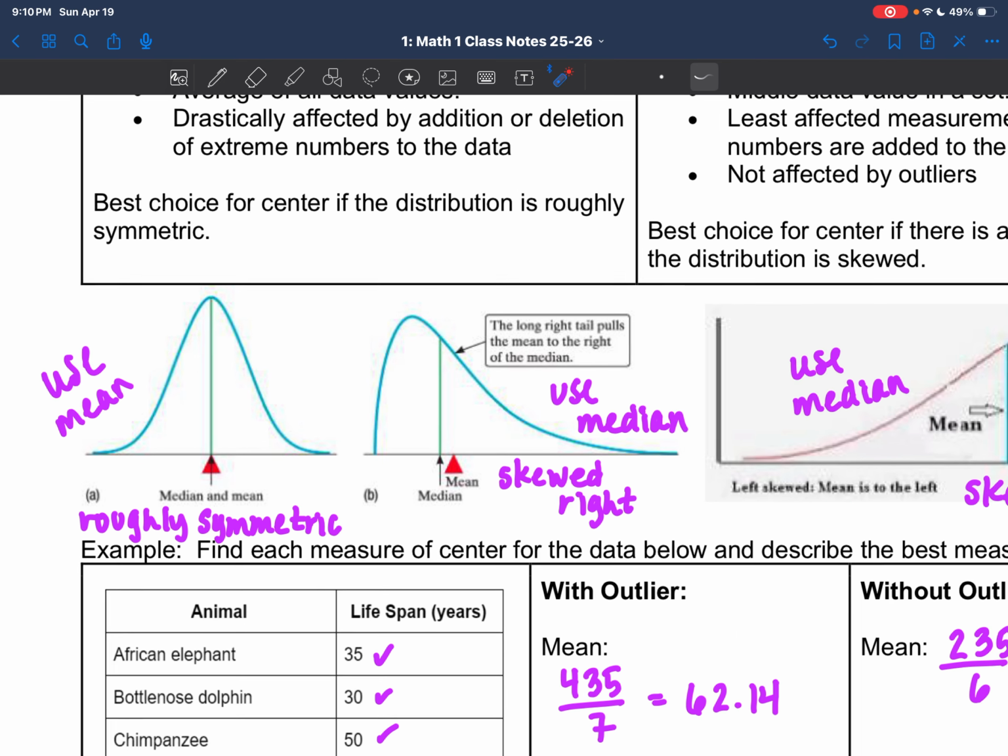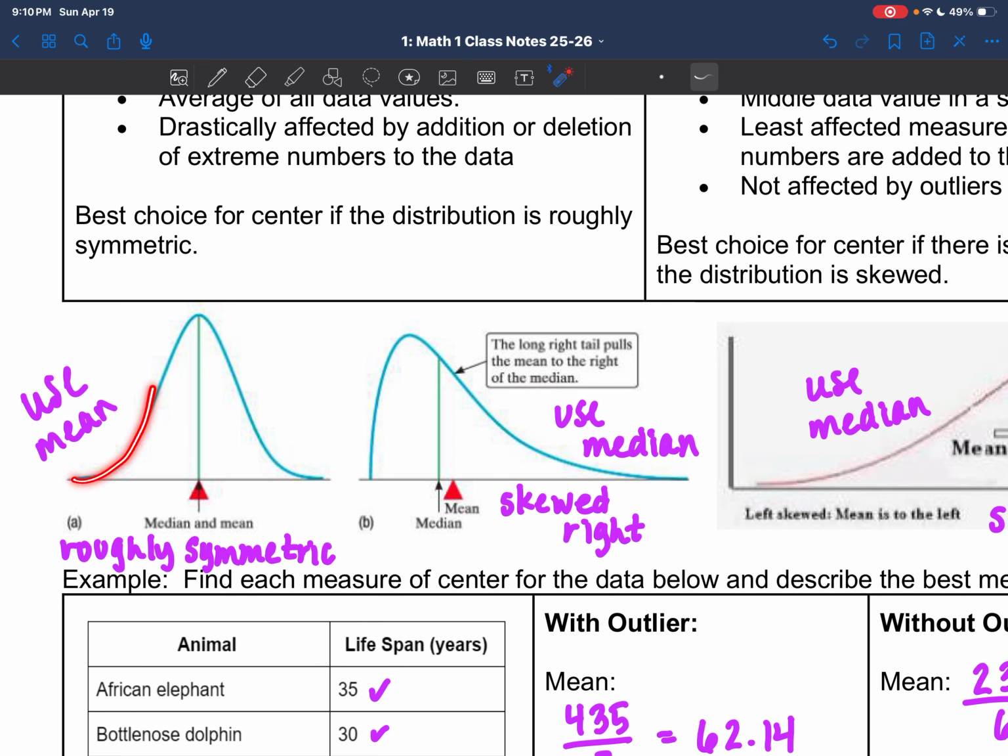So, some examples here. If you look, it's pretty even on both sides, and the mean and the median are pretty much in the middle. So this is roughly symmetric. In this case, I would definitely use the mean, because this is where most of the information is anyway for the center. So that would be the best choice.